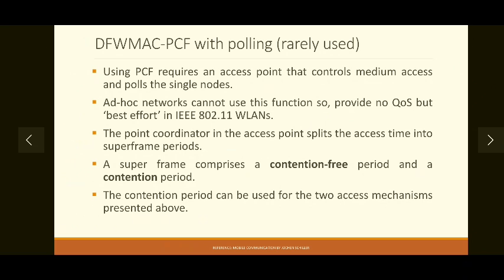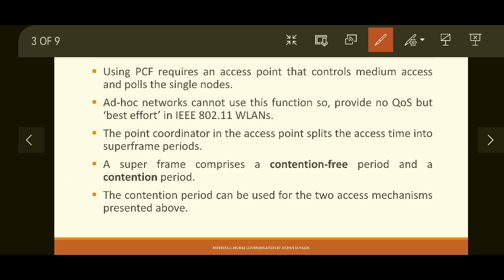For polling, PCF requires an access point that controls how to access the medium by polling each individual node. During the PCF, nodes will not compete with each other, but each one will get a chance to access the medium after the access point asks them to do so. Since it requires an access point, this mechanism is not supported by ad hoc networks.